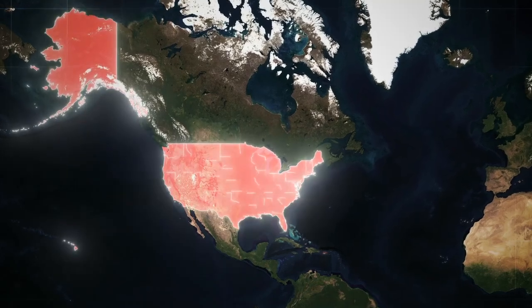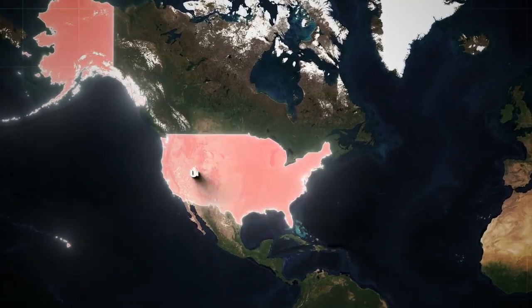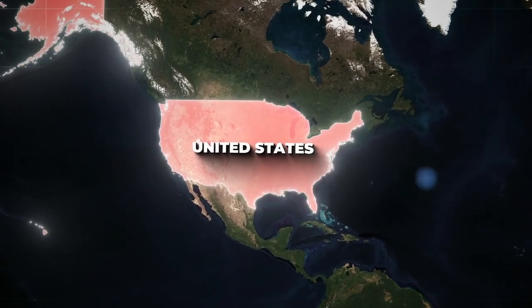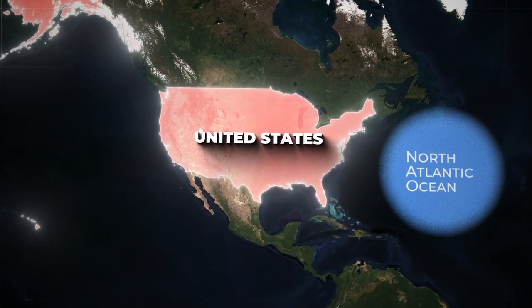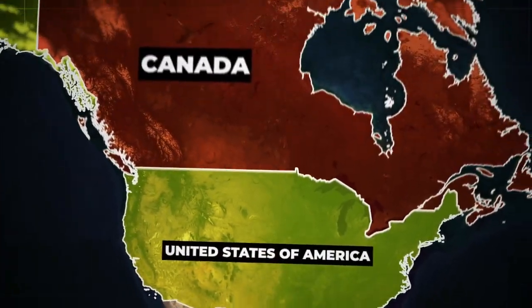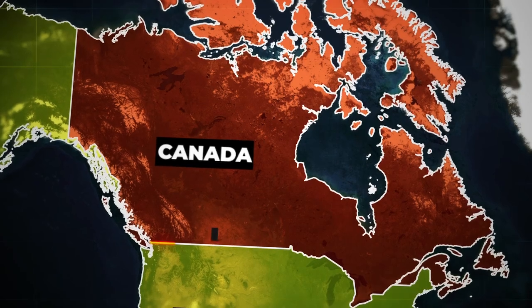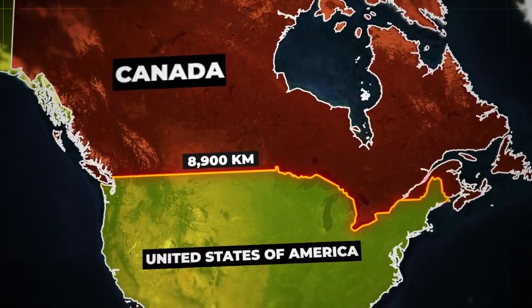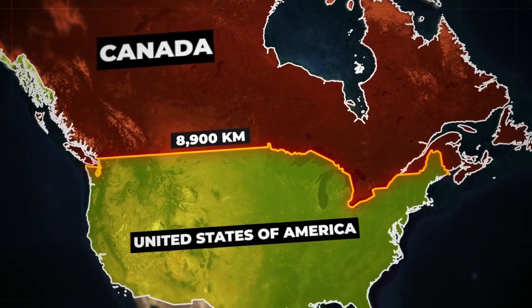These are the United States of America. The United States, or the US, is a vast country located in North America. It borders the North Atlantic Ocean to the east and the North Pacific Ocean to the west. To the north, the country is bordered by Canada. This 8,900-kilometer-long border between the United States and Canada is the longest international land border in the world.